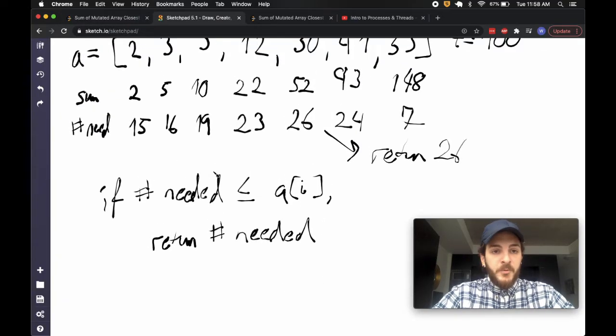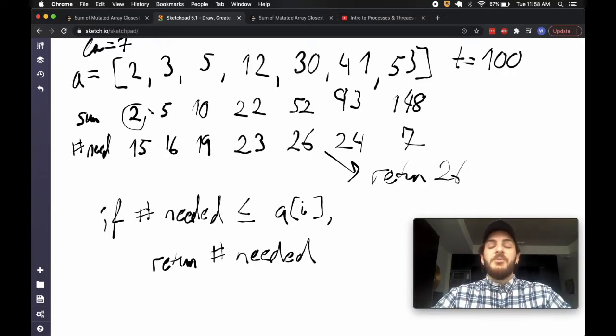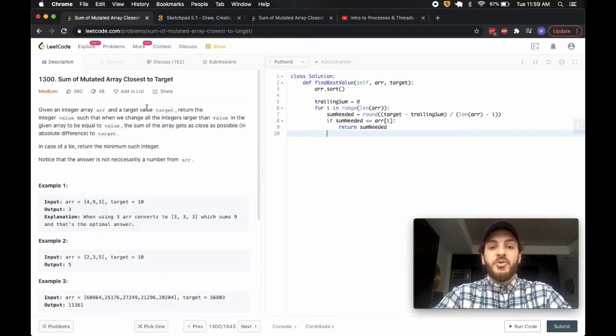Otherwise, if we didn't return it, imagine our first step here, we said we needed 15. We can't do it because it's greater than 2. So then we said, okay, we're going to have to take this 2 as an invariant, and we're going to add it into our trailing sum. So trailing sum plus equals array of i.